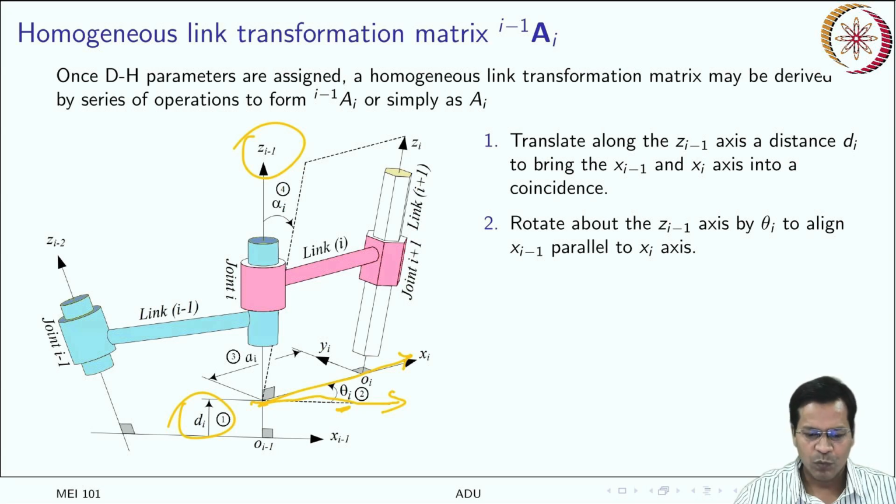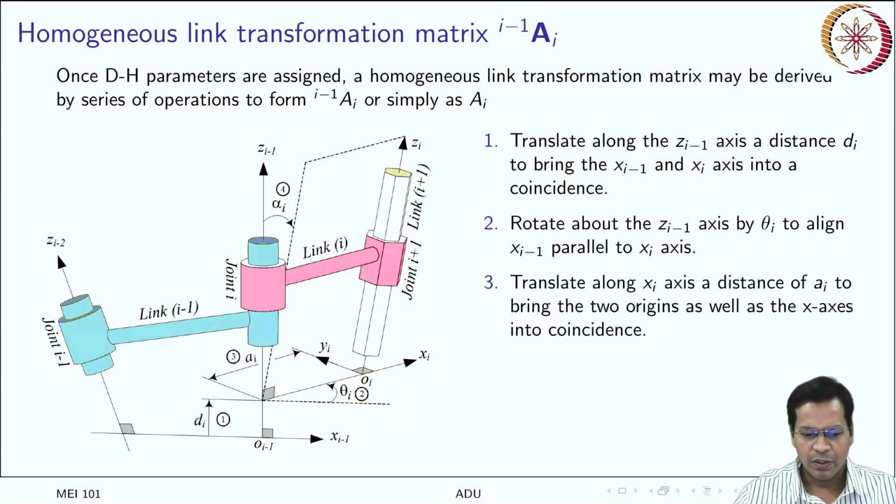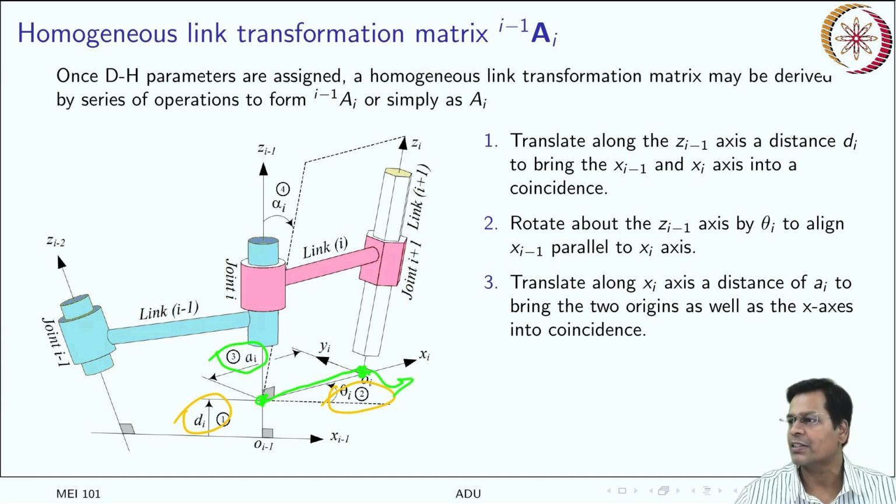You came like this. Now what to do? So this time I have already rotated like this. Now I'll translate from this point to this point by a distance ai, that is the link length, so that I reach this point. So this is a translation along the x-axis by a distance ai, and you reach here. Are we done? No. We still have something remaining.